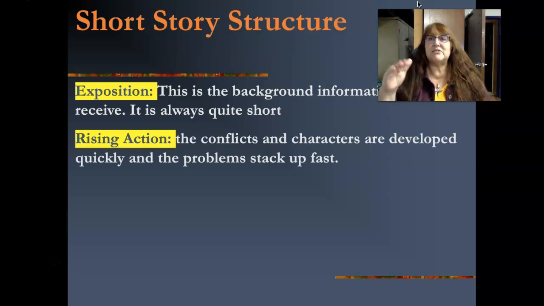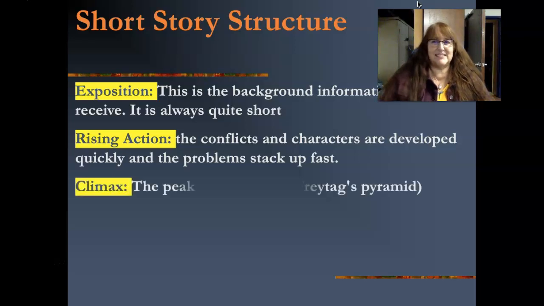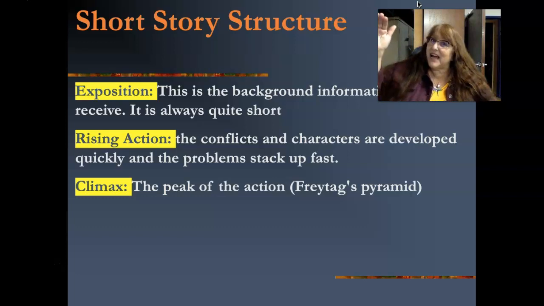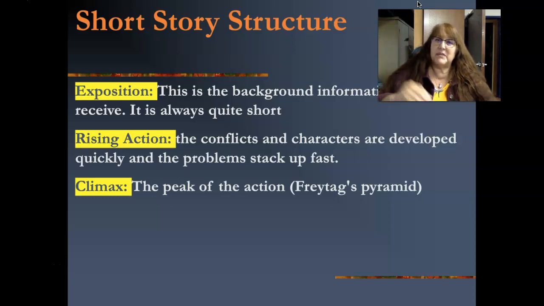Conflicts and characters are developed quickly. The problems stack up fast. It's exciting. I love short stories. Then you have the climax. That's the peak of the action. That's the top of Freytag's pyramid, which I know you did learn. Now I'm just going to show you a picture at the next slide to remind you. But that's like da-da-da, you know.